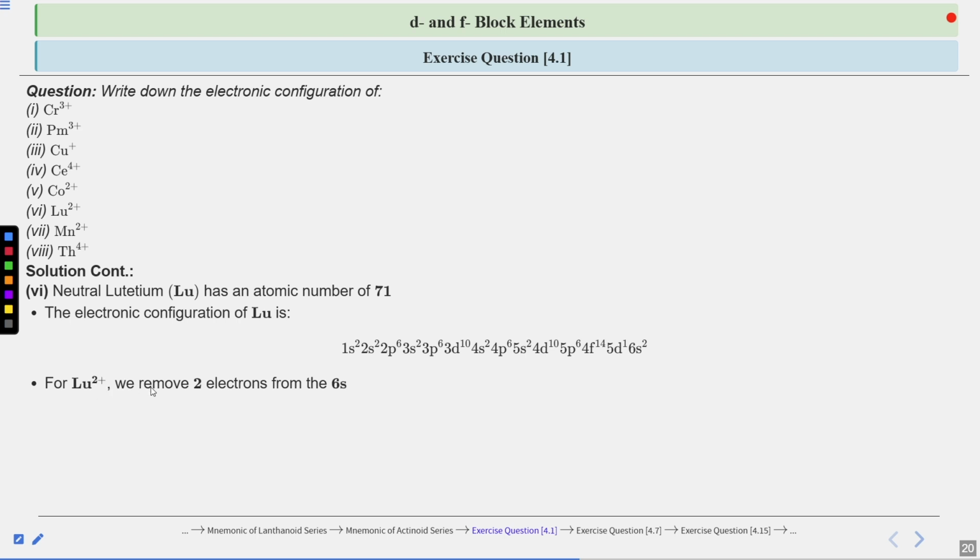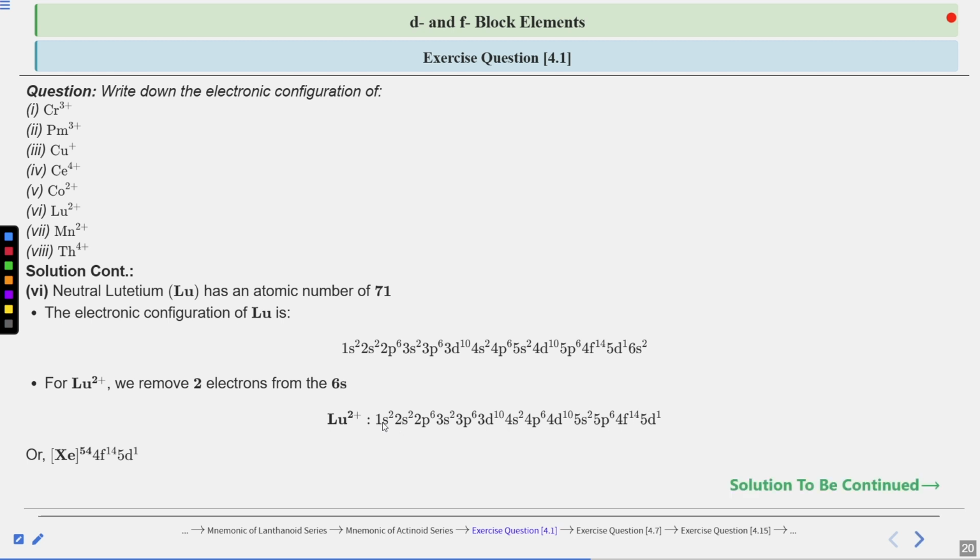For lutetium 2 positive, we will remove 2 electrons from the 6s subshell. So lutetium 2 positive will become 1s2, 2s2, 2p6, 3s2, 3p6, 3d10, 4s2, 4p6, 4d10, 5s2, 5p6, 4f14 and 5d1. So the outermost orbital having 2 electrons in the 6s subshell is going to be removed, and the lutetium 2 positive configuration will be this. You can also write it as xenon 54, 4f14, 5d1. So these are the configurations for lutetium 2 positive.